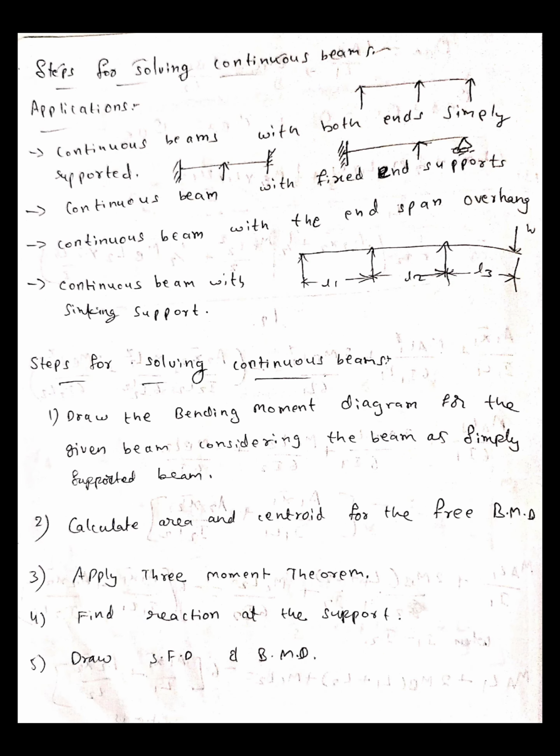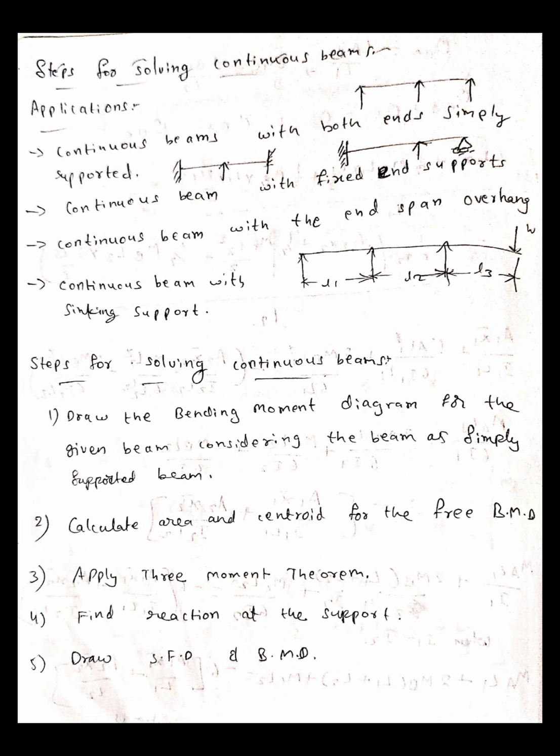Let us see the steps for solving a continuous beam now. Before the steps, let us see the applications. Continuous beams with both ends simply supported, for this we can apply the three moment theorem. Continuous beam with fixed end supports, both ends fixed. Continuous beam with the end span overhanging, for overhanging also we can apply the three moment theorem as shown in the figure. For this type of beams we can apply the three moment theorem. Continuous beams with sinking supports also we can apply the three moment theorem.